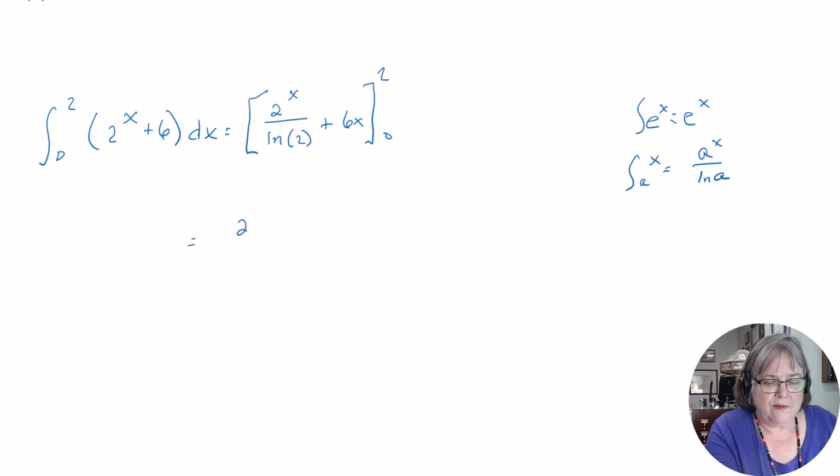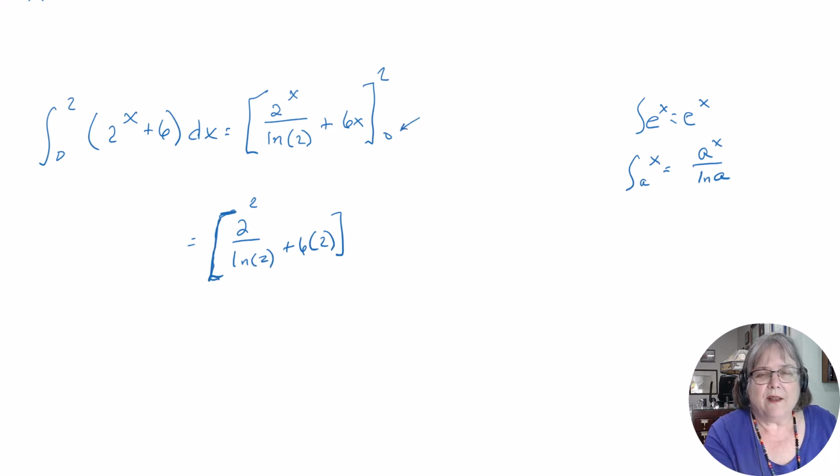So we have 2 to the second power over ln 2 plus 6 times 2. And some people really quickly and erroneously get the idea that if 0 is down there, then this second part is always going to be 0. And I'd say most of the time it is, but not always. And if you think it is, you're going to get caught because teachers like to put that in there to make sure you're paying attention, right?